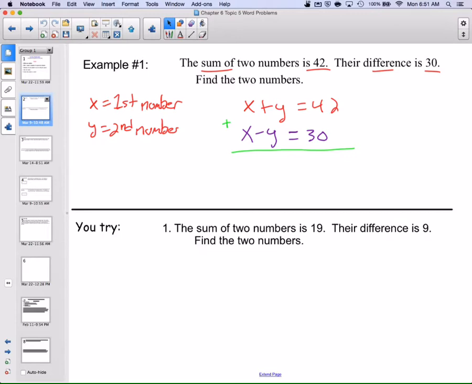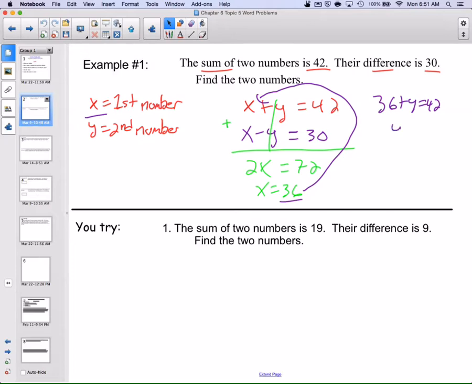Okay. Cancel out my y's. You know this method by now. So it looks like x is 36. Now, if I go back to where I defined everything, that seems to be the answer for the first number. Okay, so to find the second number, I can plug it into one of my two equations. I'm just going to plug it in right there. So 36 plus y is 42. Subtract 36. Looks like my other number is 6.